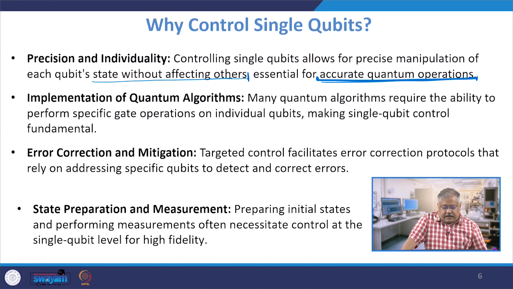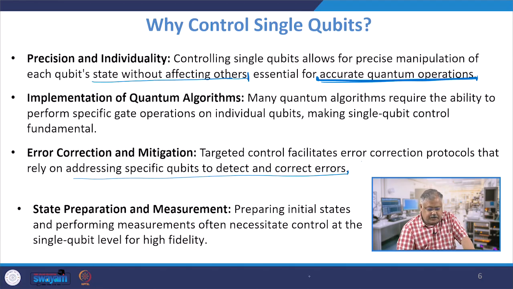The third point is error correction and mitigation. If you are able to do targeted control, your error corrections are done in a much more efficient manner, and therefore you make a very specific change in the error correction rather than generalizing it. So, that is what is written here: by addressing specific qubits to detect and correct errors, right.